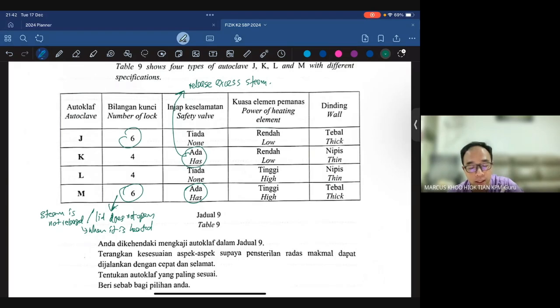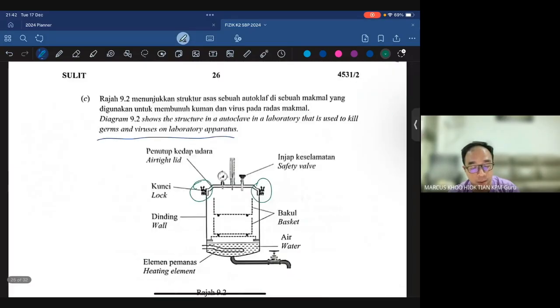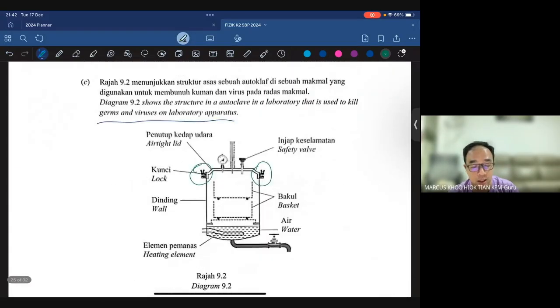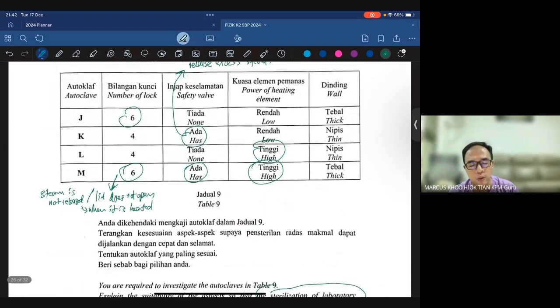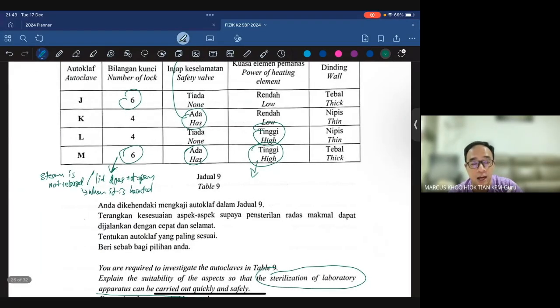The power of the heating element should be high. The job of the autoclave, remember, is to kill the germs and viruses. So we don't want them to slowly die. The poor germs and viruses, just kill them off as fast as you can by giving a high, high power. So more heat supplied is the standard answer.